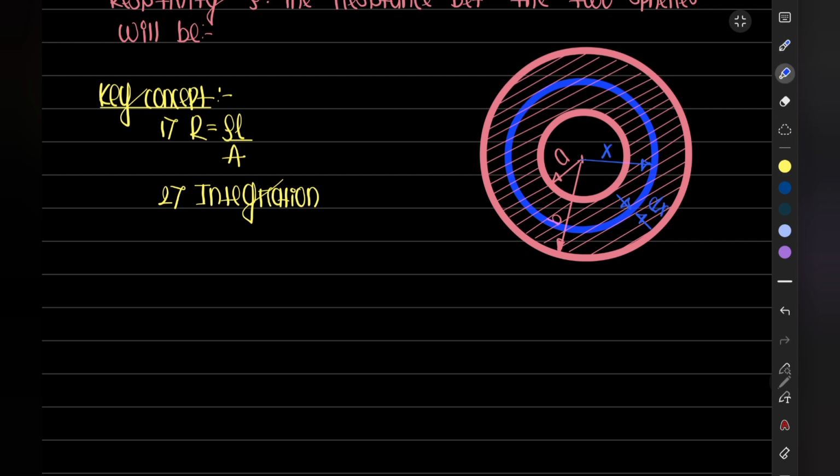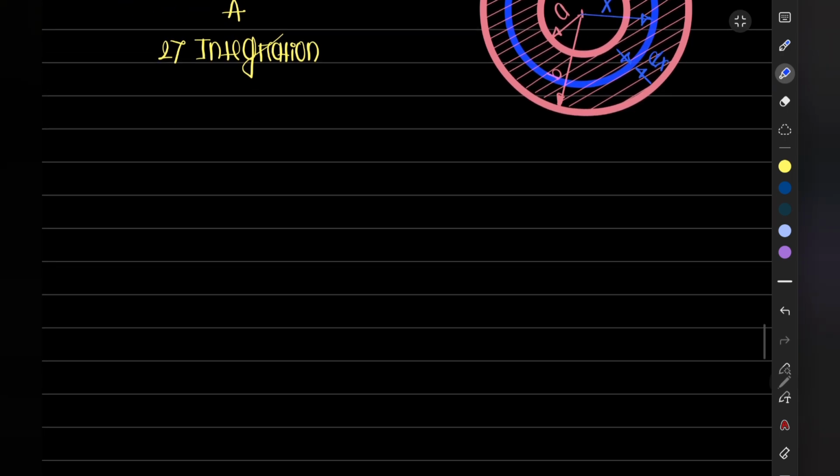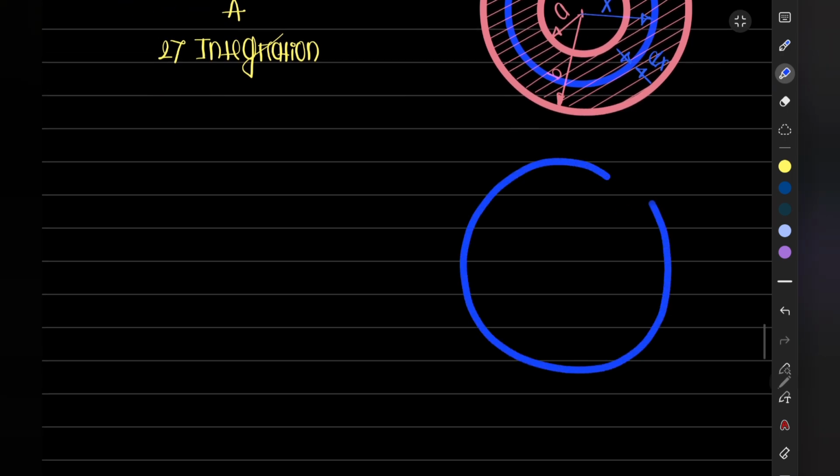For understanding purposes I'm drawing this sphere separately so you can see clearly how it will look. So this is the small sphere which we have cut from that big sphere. Its radius is x, and its thickness is dx. Now let's apply the formula.